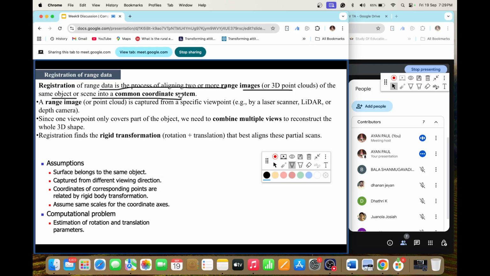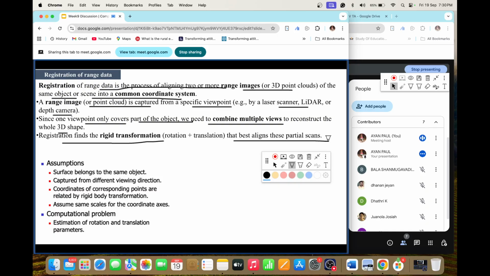So again I am repeating, registration of range data is the process of aligning two or more range images of the same object, or the scene, into a common coordinate system. A range image or a point cloud is captured from a specific viewpoint, that is by a laser scanner, lidar, or a depth camera. Since one viewpoint only covers a part of the object, we need to combine multiple viewpoints to reconstruct the whole 3D shape. So registration finds the rigid transformation that best aligns the partial scans.